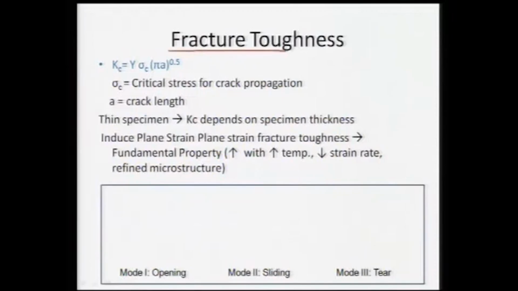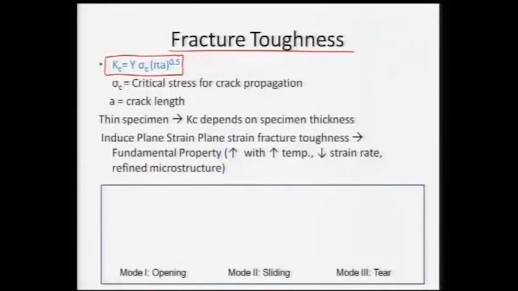Now coming to the fracture toughness. Apart from impact energy, fracture toughness is also a very critical property of a material. As the material is very highly tough, it will have a very high value of fracture toughness, and fracture toughness is given by Kc equal to Y sigma c under root of pi a, where Y is a constant for a material depending on the geometry, sigma c is the critical stress required for crack propagation, and a is the crack length.